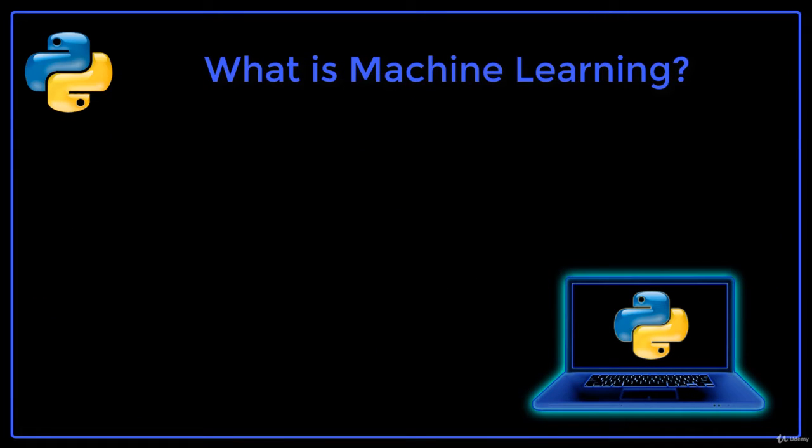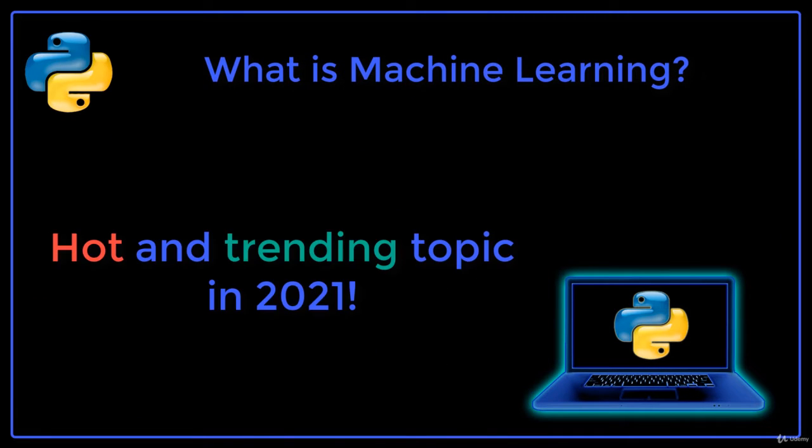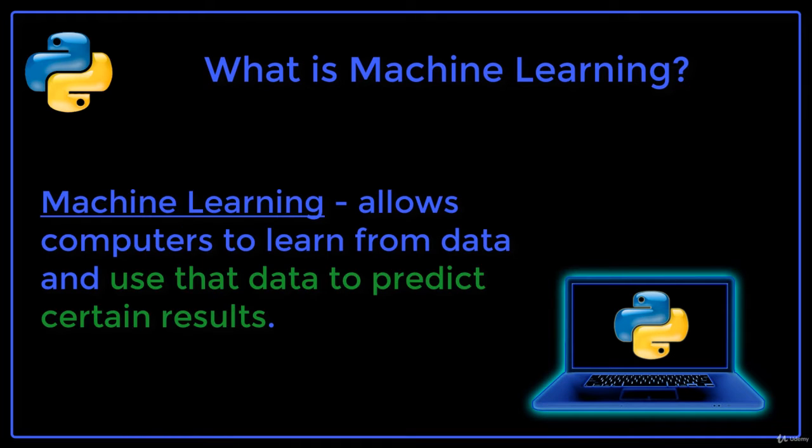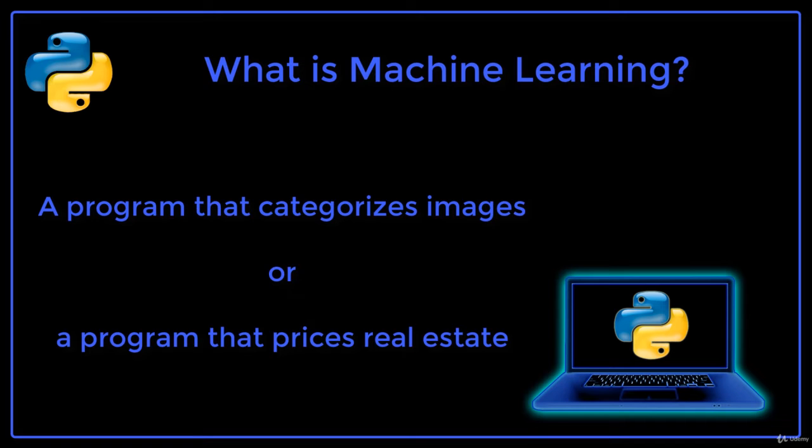In this lecture, we will learn about the basics of machine learning. Machine learning is a hot and trending topic in computer science. Put simply, machine learning allows computers to learn from data and use that data to predict certain results. We may have a machine learning program that categorizes images, or another program that predicts the price of properties for sale based on their size and number of rooms.